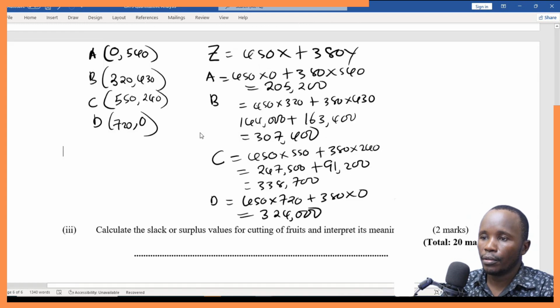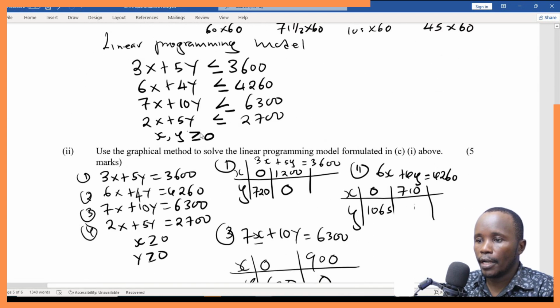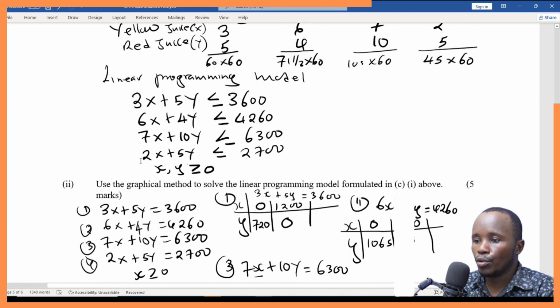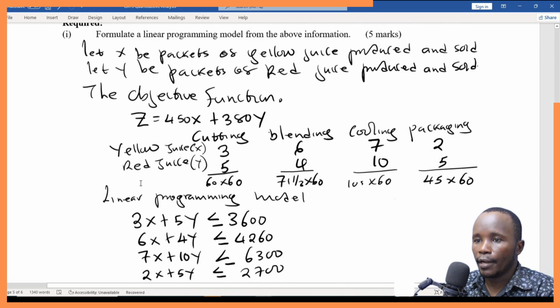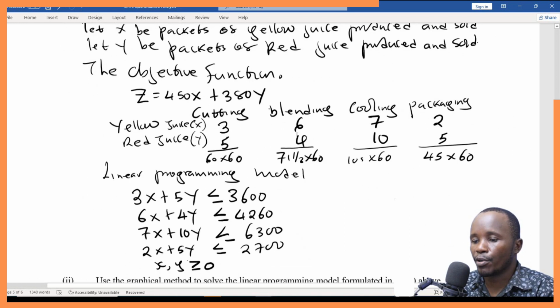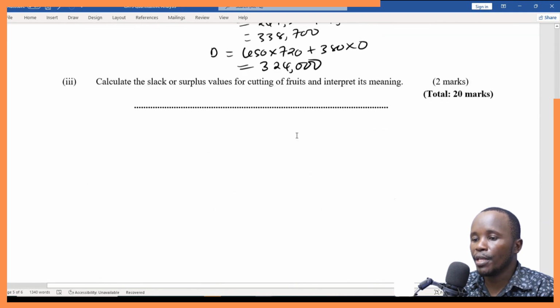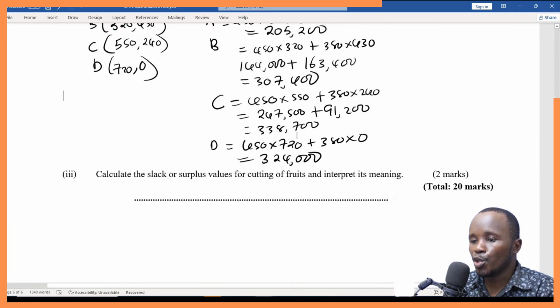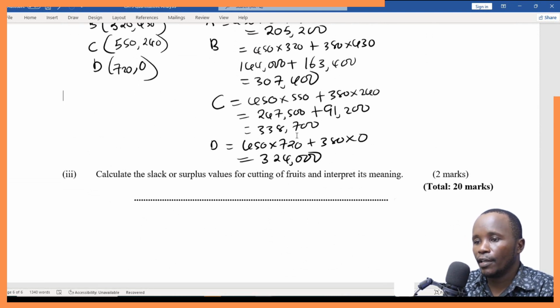Now, having identified those corners, ask yourself which one has the maximum profit, because the aim, according to this question, you see here the profit contribution is 450. That means you need maximum profit. So which one has the highest value? I think here the maximum profit is 338,700.